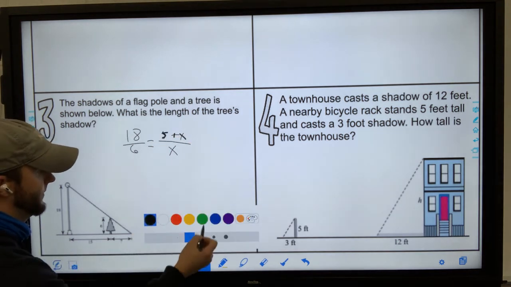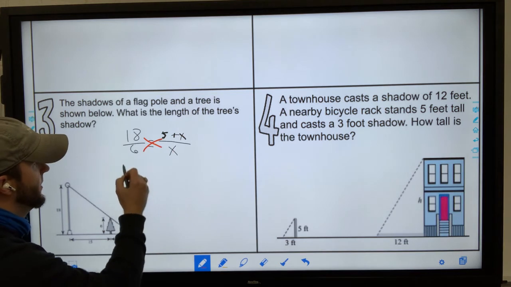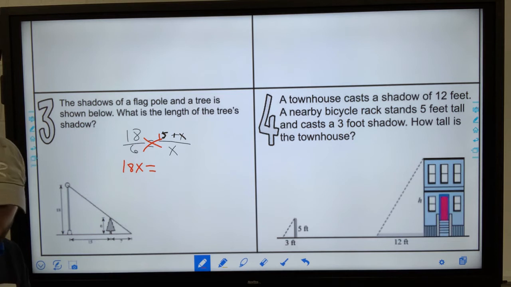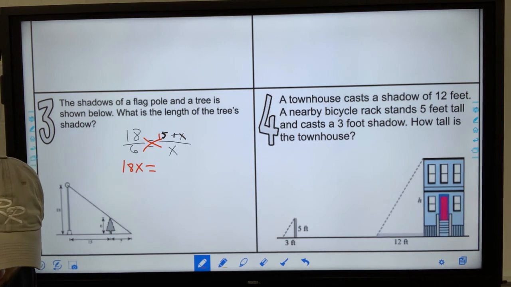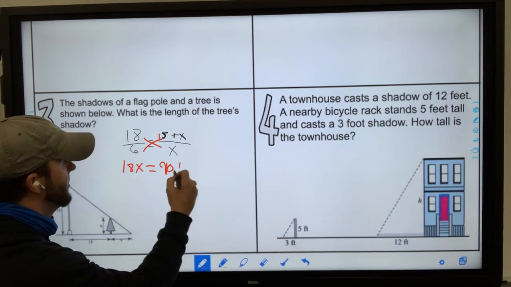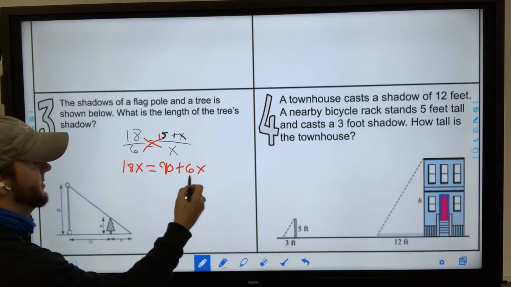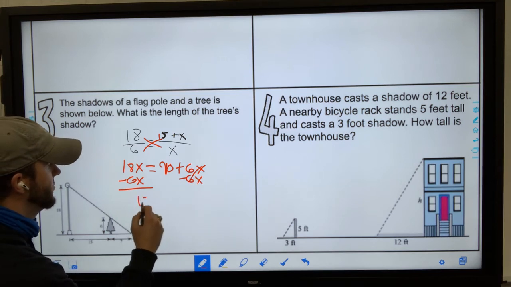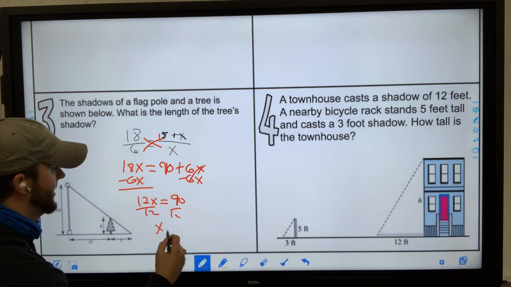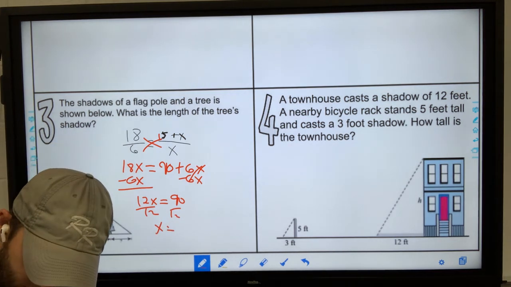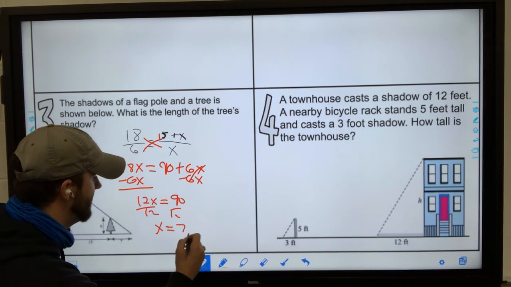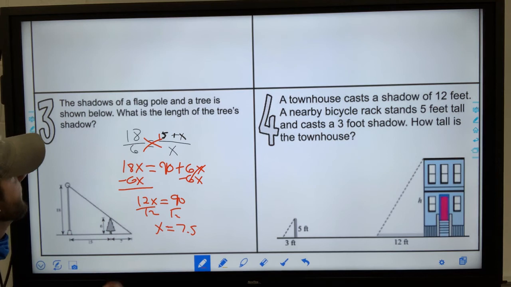All right, so here we go. So I'm going to cross multiply. So I should get 18x equals, so 6 times 15 is going to give you 90 plus 6x. I'm going to subtract 6x on both sides. Cancel, it should give you 12x. Then I'm going to divide by 12 on both sides. So x is going to be equal to 90 divided by 12 as a decimal is going to give you 7.5, and this is going to be 7.5.